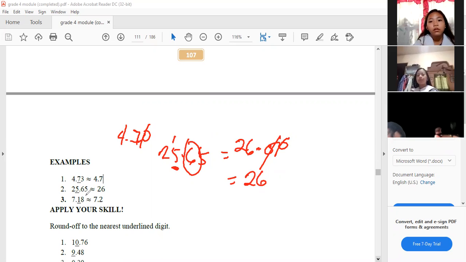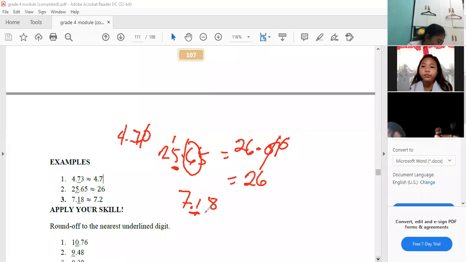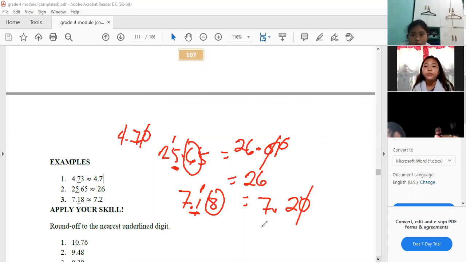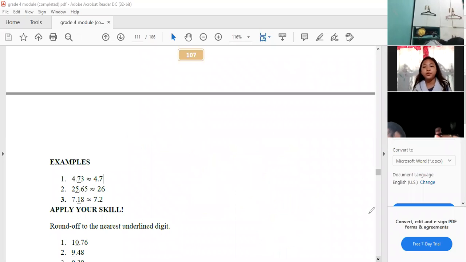Another example, number 3. Tingnan mo. 7.18. Round off natin si 1, or yung tenths natin. So yung katabi niya is 8. Therefore, magiging 7 na magpa-plus ng isa dito. Therefore, becomes 7.2 or 7 and 2 tenths. Hindi na siya magiging .20. Wala na yan. It would be 7.2 na lang or 7 and 2/10. Kuha? Yes po, sir. Let's try to have more examples tayo.